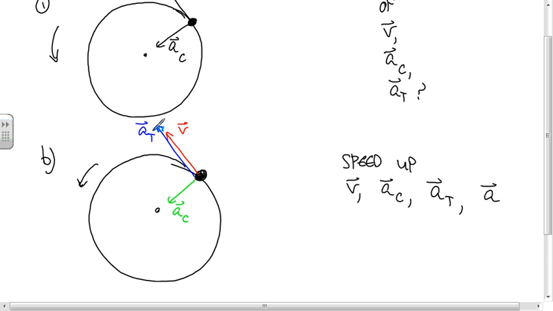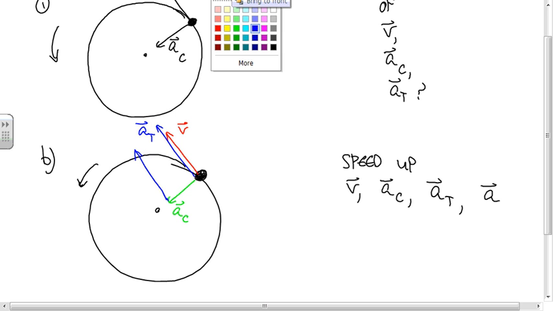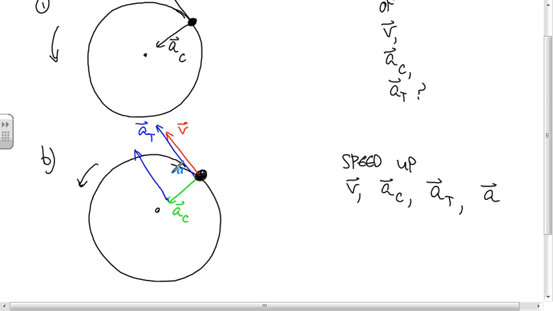Yeah, so the way that works is you're going to add up the centripetal and tangential accelerations to get the total acceleration. So you'll put the tail of one of those at the head of the other one, like that. And then your total acceleration is going to be something like this.